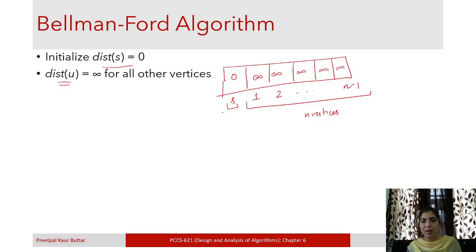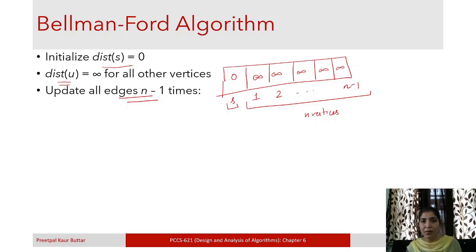So this is the very first step, before starting any iterations, this is the initialization. So these are the base subproblems which we have solved, right? Now we will update all edges n minus 1 times. So there will be a loop which will be running n minus 1 times. Why n minus 1 times?